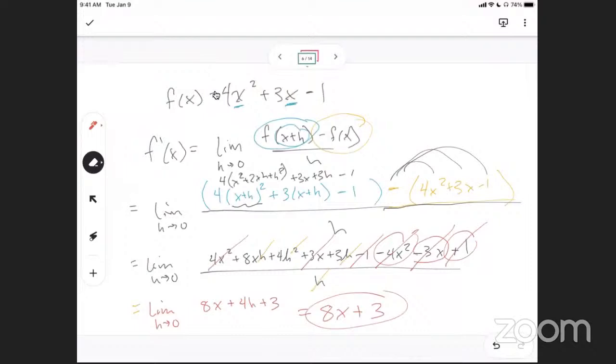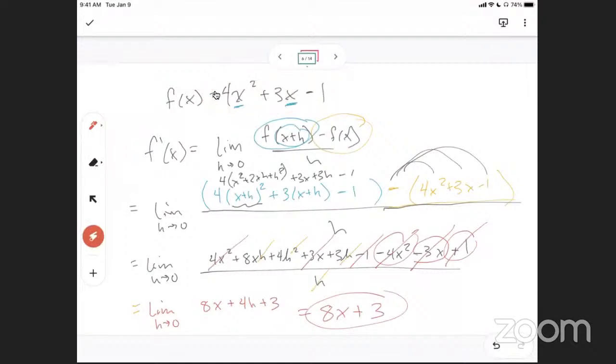Voila, done. It's easier than I thought. Yeah, it's not too bad. It's just a little tricky. Now, there are other trickier ones, right? Sometimes it's not too bad when it's just polynomials like this.